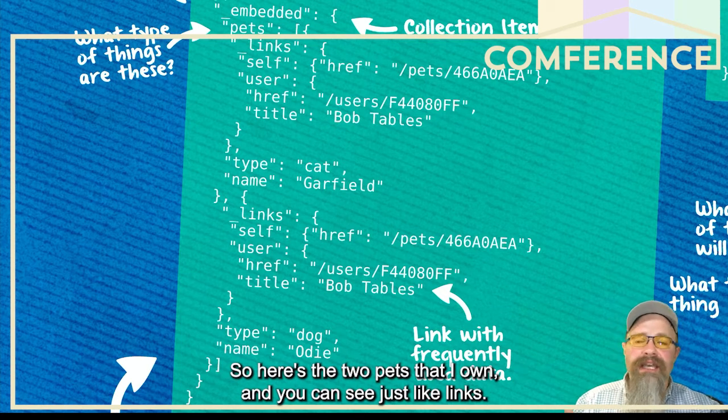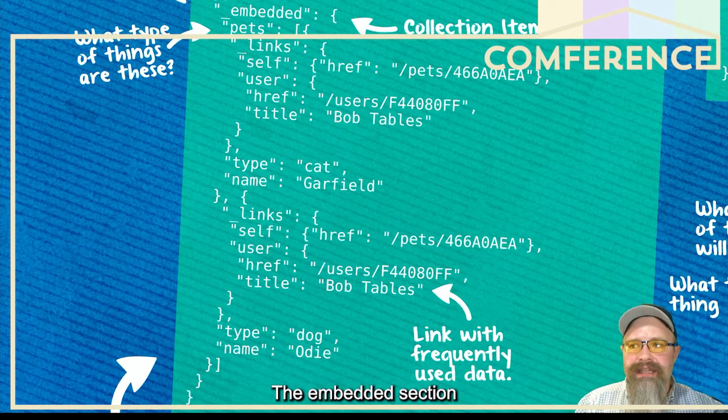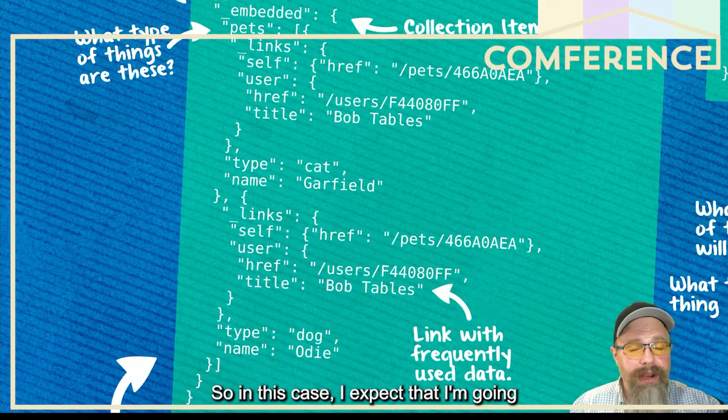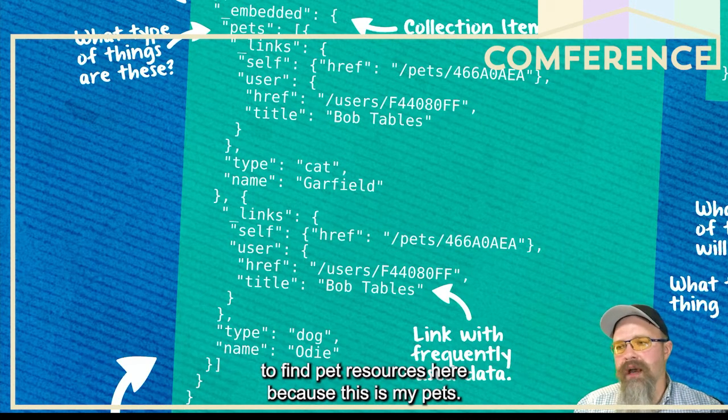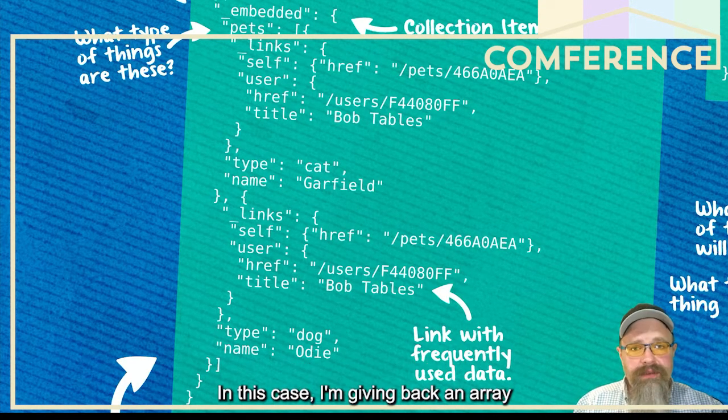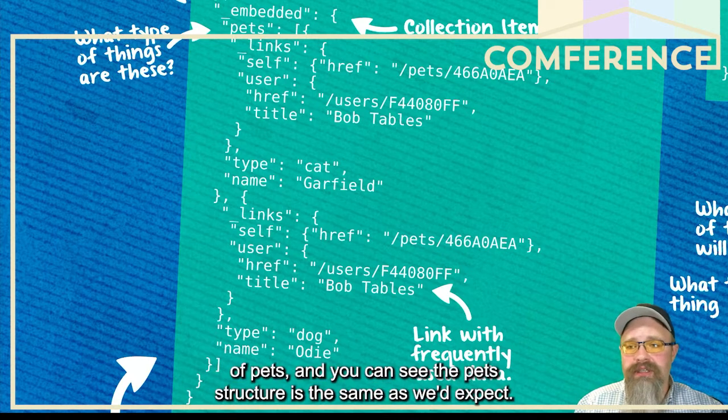And you can see, just like links, the embedded section has these keys that tell us the type of thing that I'm going to find. So in this case, I'm expecting I'm going to find pet resources here because this is my pets. But it doesn't have to be just a singular resource. In this case, I'm giving back an array of pets. And you can see the pets structure is the same as we'd expect.